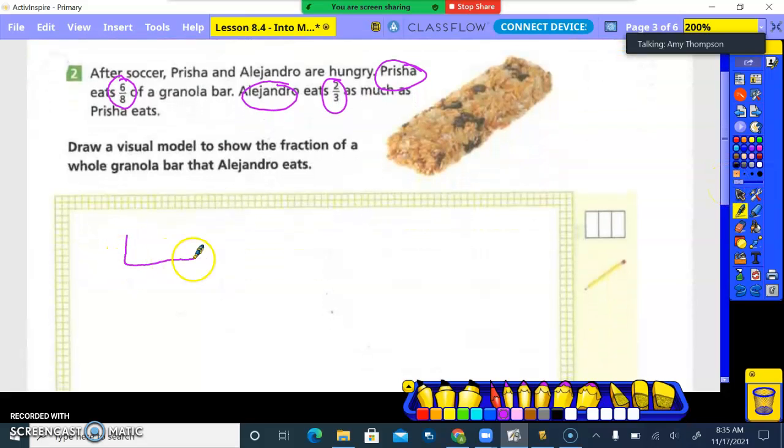Prisha, right? So we're going to draw the bar. And how many pieces are we breaking it into? 8, right? Okay, and so those are each 1/8 pieces, right? And how many of those do we need to color in? 6.